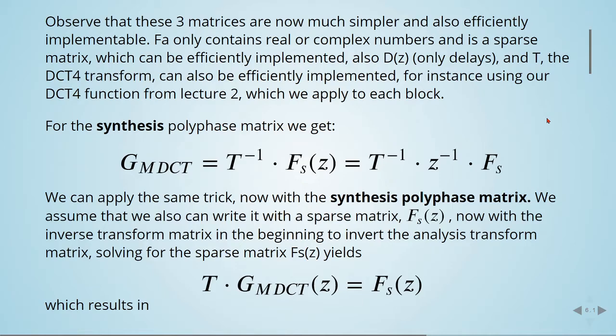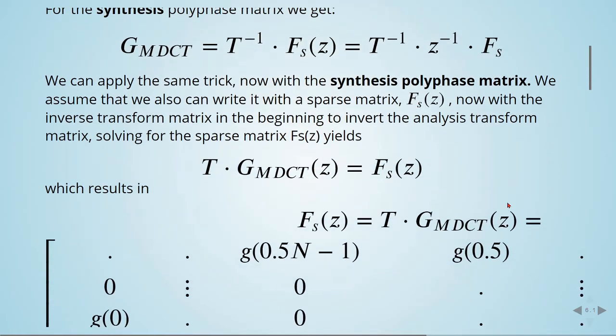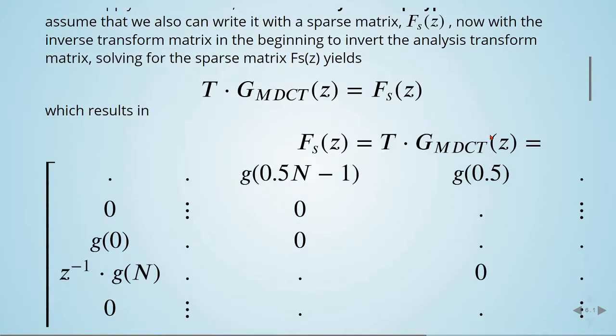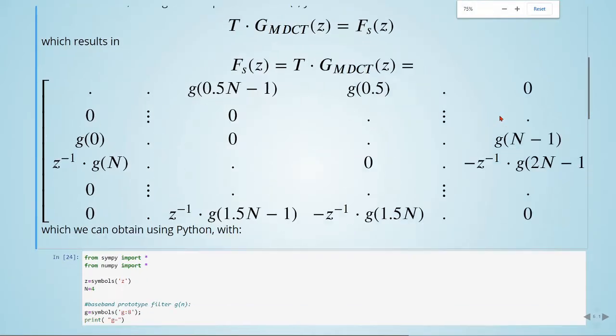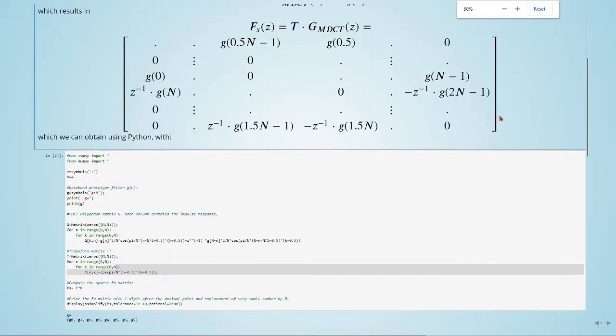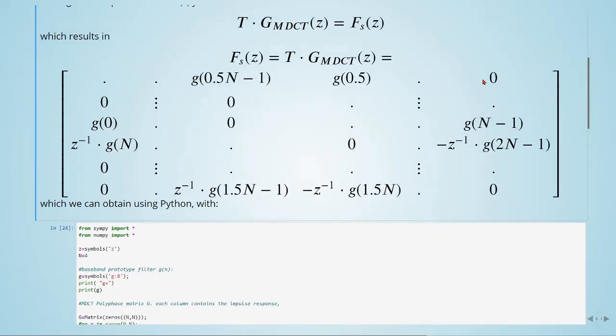And now with the inverse transform matrix in the beginning, to invert the analysis transform matrix, solving for the sparse matrix F_s of z, this yields T times G_MDCT of z is equal to F_s of z, and this results in this matrix here. And we can also use Python to obtain it.